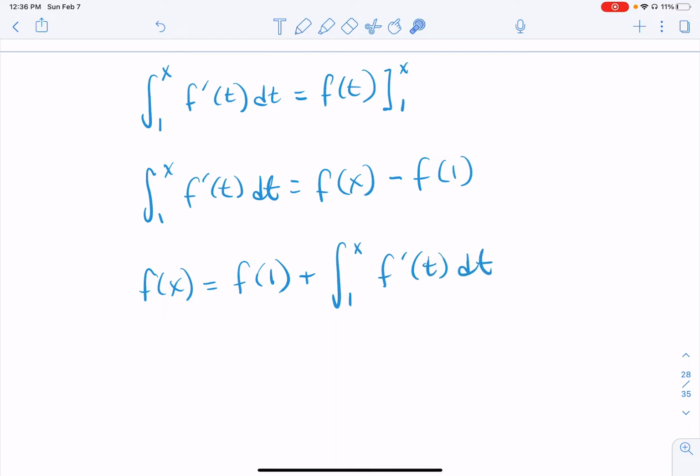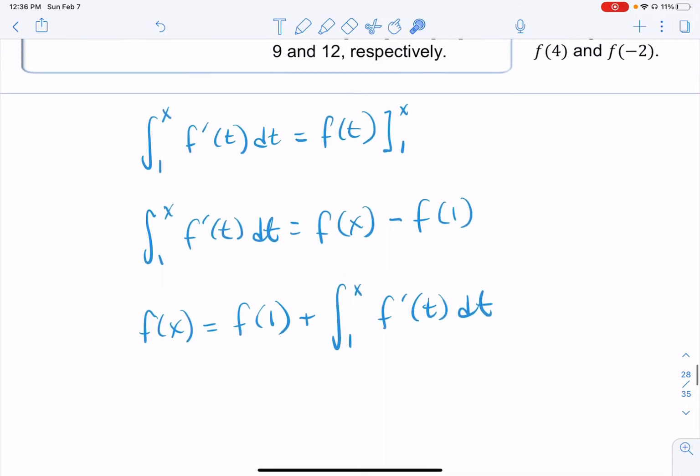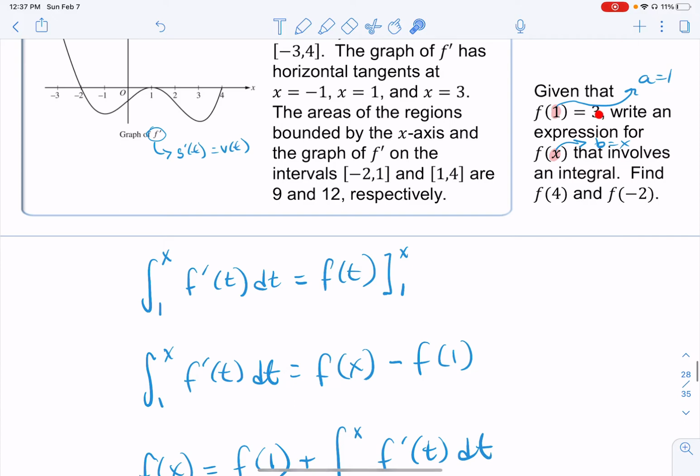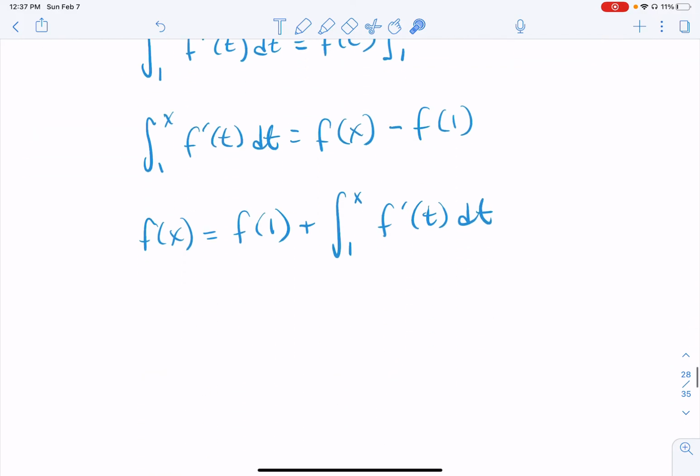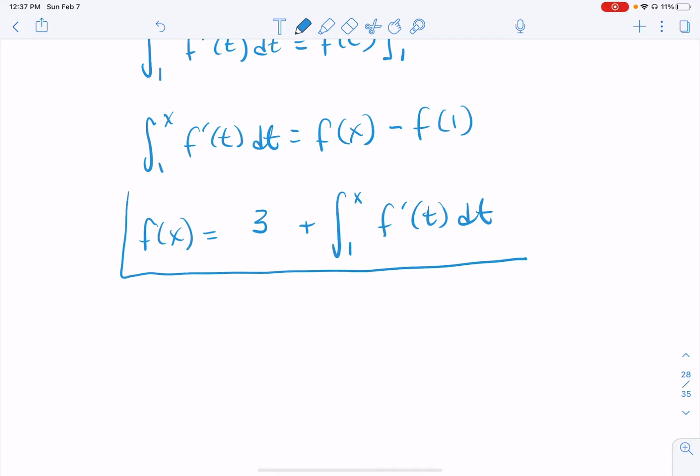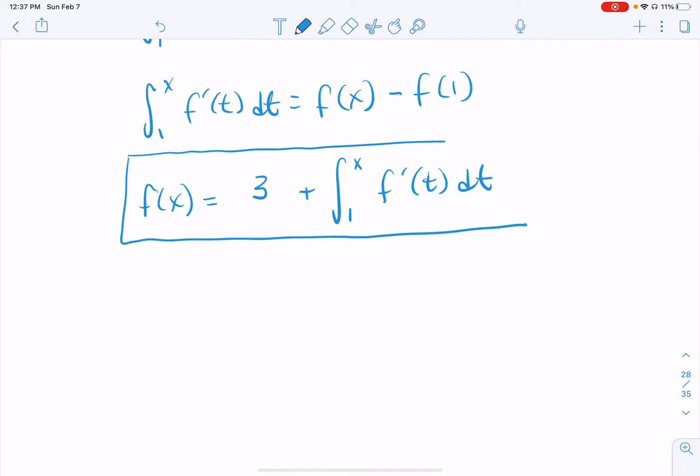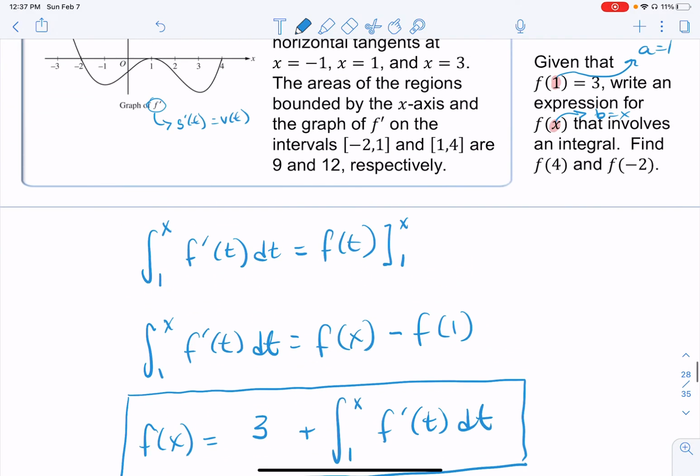There's one last thing to do for this, and that is to take out this f of 1 and put our actual initial value of 3 here. It tells us that f of 1 is equal to 3. So I'm just going to erase this and then put 3 in its place. All right, so this is the first part of that question. It asked us for an integral equation for f of x. We've got it.